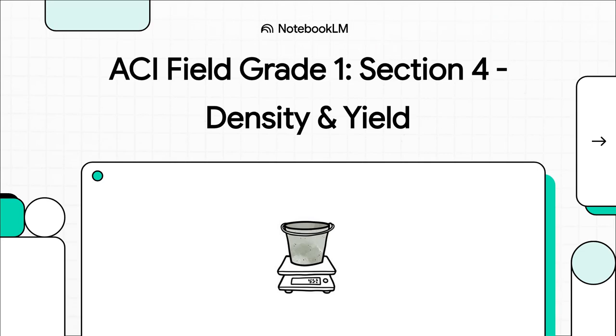All right, let's jump right in. In this explainer, we are going to break down everything you need to know about testing the density, you'll also hear it called unit weight, and the yield of fresh concrete. This is a big one for your ACI Field Grade I exam, and my goal is to get you ready for both the written and the performance parts of it.